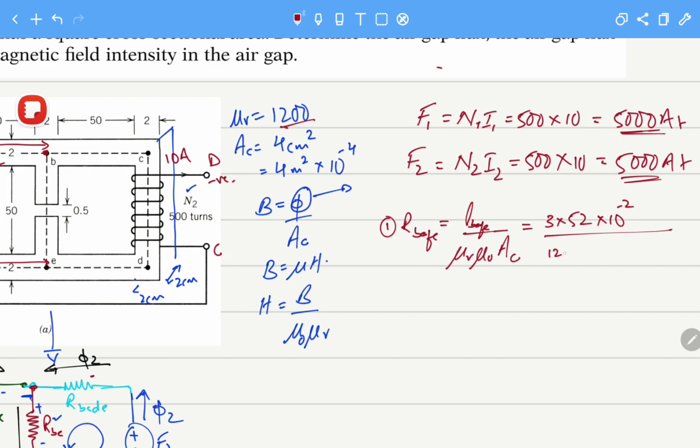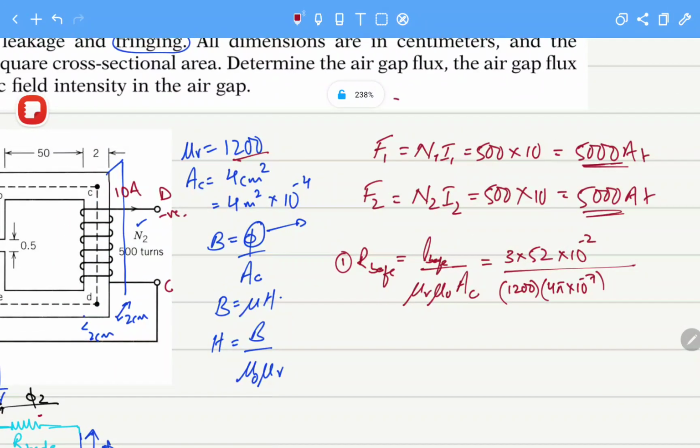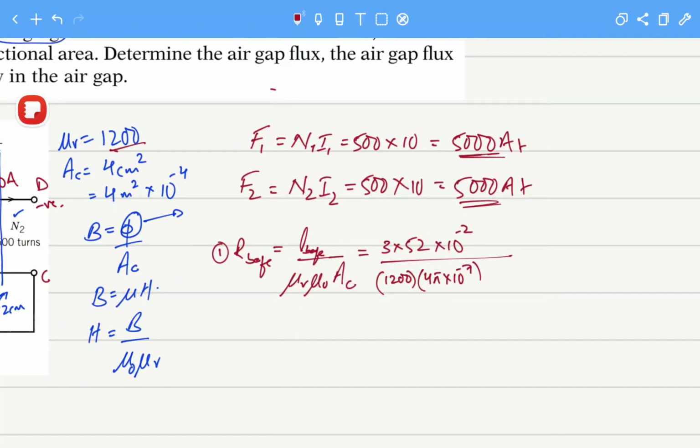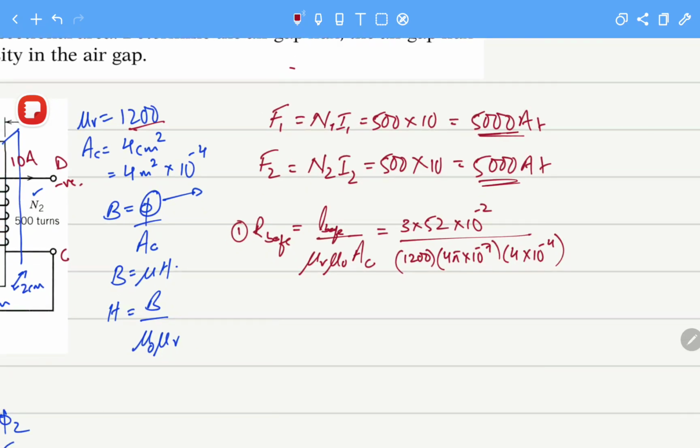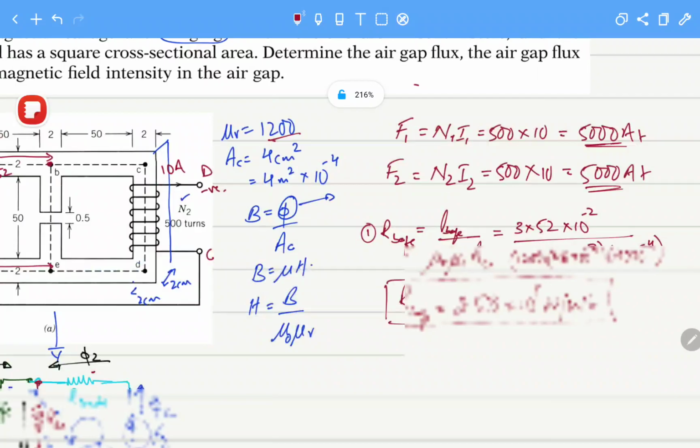We know it is 1200, and mu naught is 4 pi into 10 raised to power minus 7. And the area of the core that I have calculated: they have given just 2, but they have said it is square, so the area will be 4 into 10 raised to power minus 4. So the value, if you calculate very carefully, will become 2.58 into 10 raised to power 6 ampere turns per Weber. That is the unit of reluctance. So we have calculated R_BAFE.